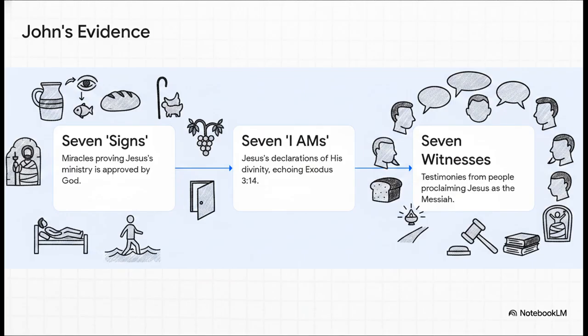It's amazing. He presents 7 specific miracles that he calls signs. He records 7 I am statements where Jesus claims a divine title for himself. He even calls 7 different witnesses to the stand, so to speak. It is this powerful, highly structured argument for Jesus' identity.